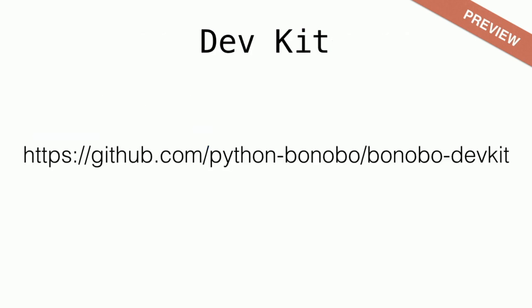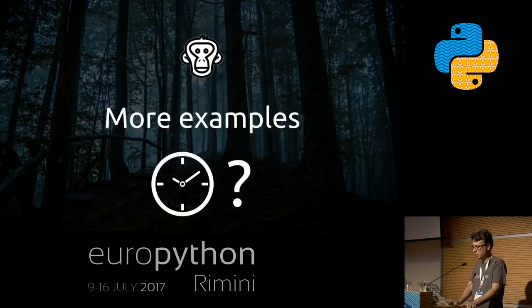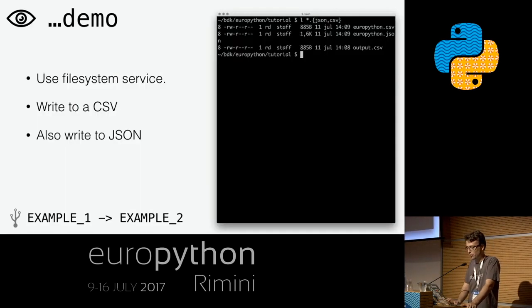There is a different repository called Bonobo DevKit that allows working on different forks of the project at the same time, probably more something for me or for anyone who wants to contribute, but it's useful too. And yes, we have time for more examples, so I will show you a lot of things. So, first, water.